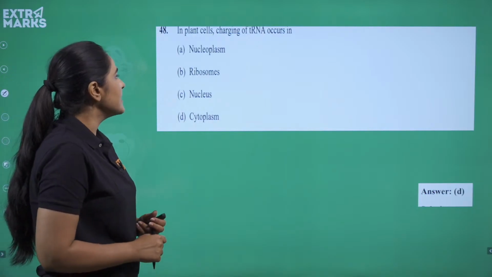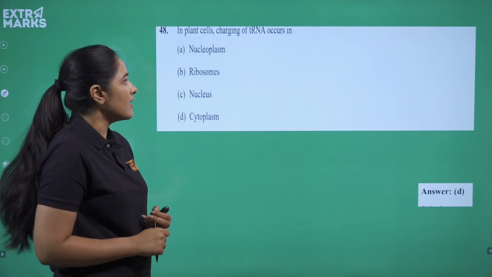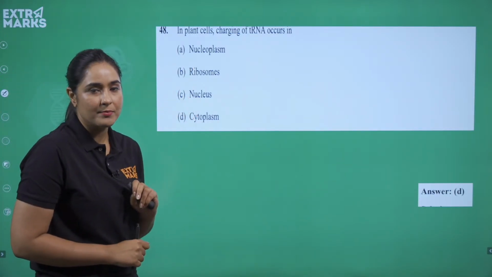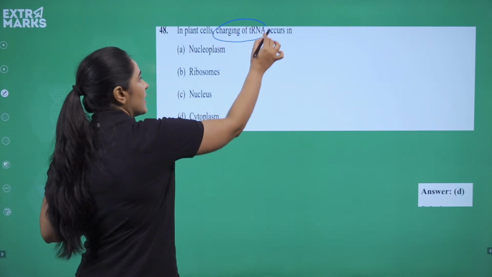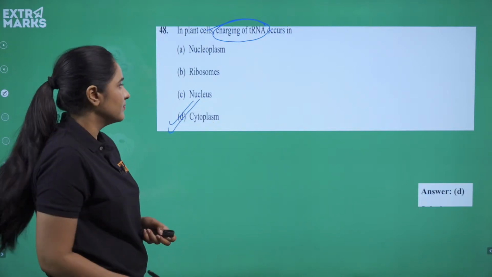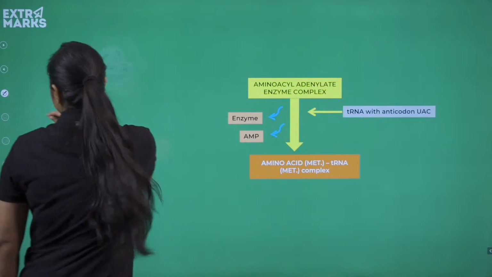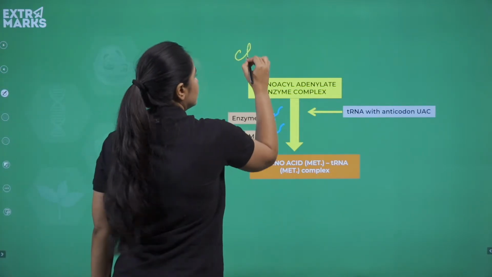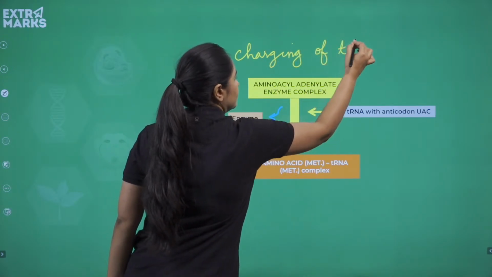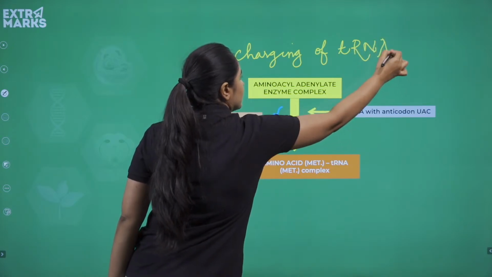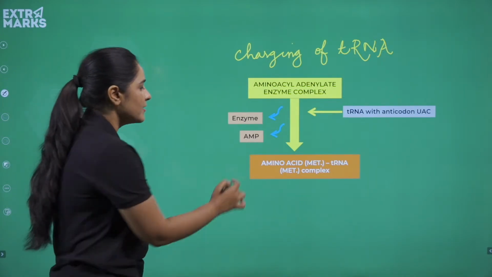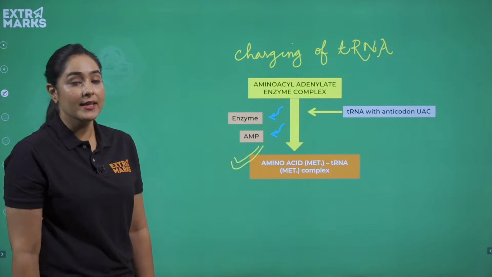Another question, in plant cells, charging of tRNA occurs in nucleoplasm, ribosomes, nucleus and cytoplasm. When we are having the charging of tRNA, one of the steps of translation, so obviously it is happening in the D, cytoplasm. As you can see here, in this process, tRNA gets bound with amino acid which was also methylated here. So we are having this charging of the tRNA and it is happening in the cytoplasm.